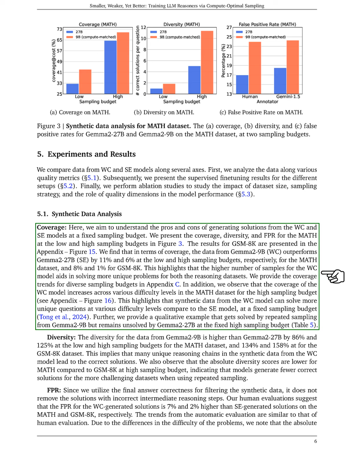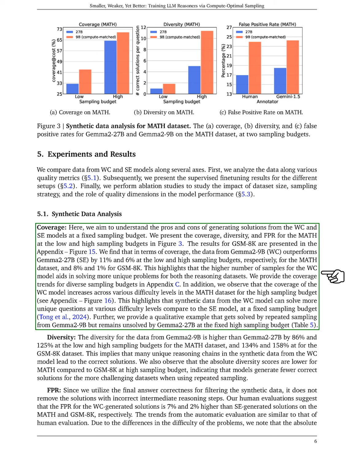For FPR, since we filter synthetic data based on final answer correctness, we still retain solutions with incorrect intermediate reasoning steps. Our evaluations indicate that the FPR for WC-generated solutions is 7% and 2% higher than for SE-generated solutions on math and GSM-8K, respectively. The trends from automatic evaluations align with human evaluations. We note that the absolute FPRs are lower for GSM-8K compared to math due to problem difficulty. Additionally, automatic verification of reasoning steps can have errors, which remains an ongoing issue.